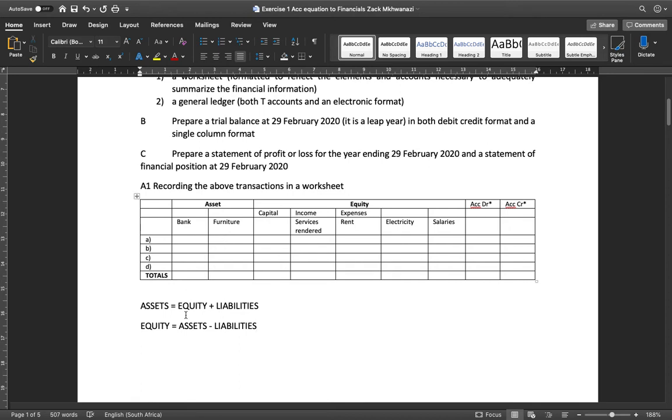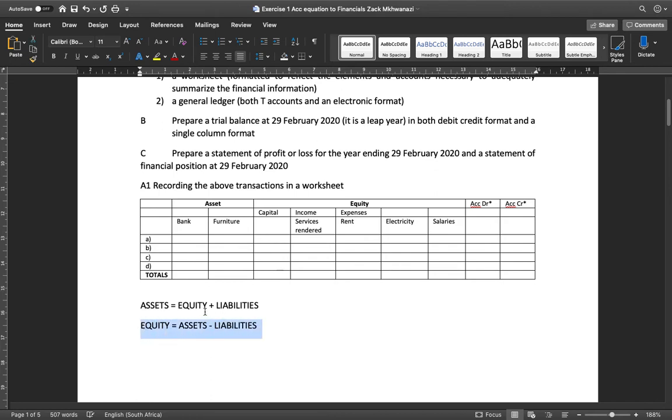So you can see that with a little bit of simple maths, I can convert this into this format here. And this is the format that we use. Assets equals equity plus liabilities. But it comes out of that very logical statement that my net worth is derived from my assets minus my liabilities.